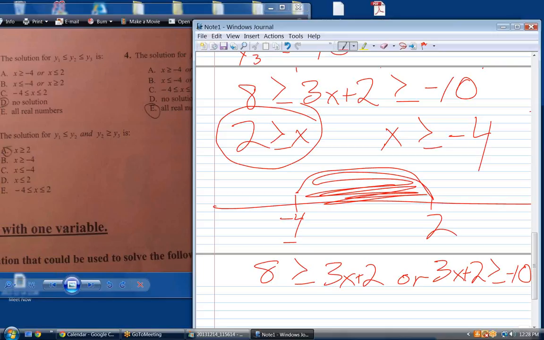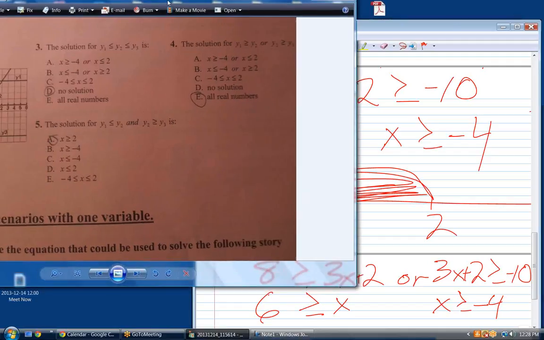It's all real numbers because x is less than or equal to 6, which covers all the numbers from negative infinity to 6. And this one is x is greater than or equal to minus 4, which covers all the numbers from minus 4 to positive infinity. Between the two, all real numbers. Mm-hmm. Okay. All right.